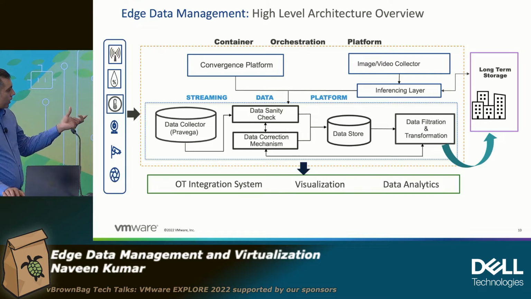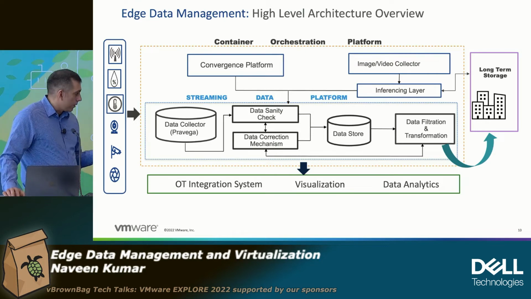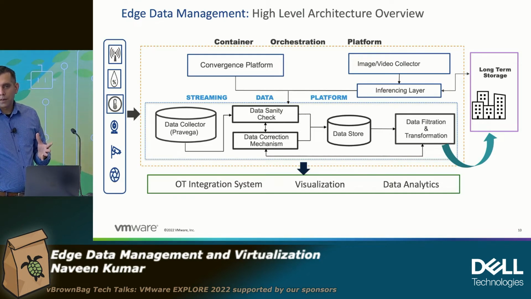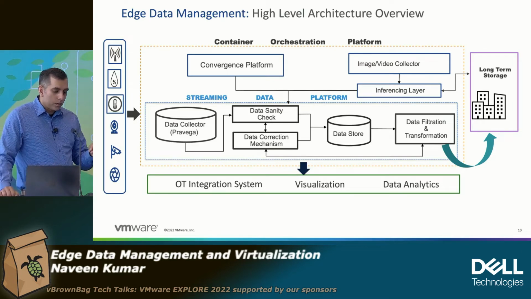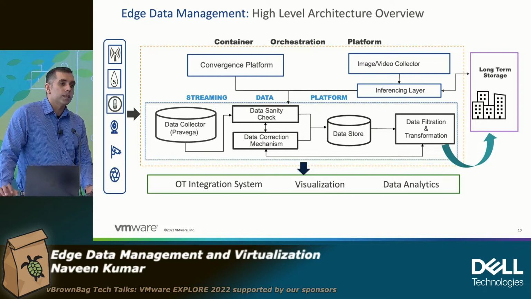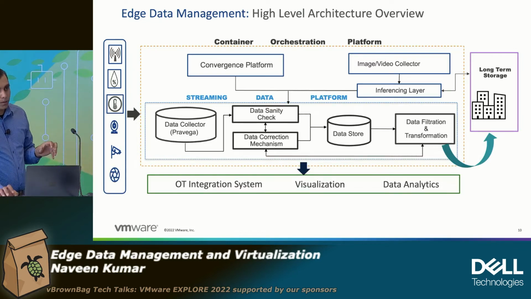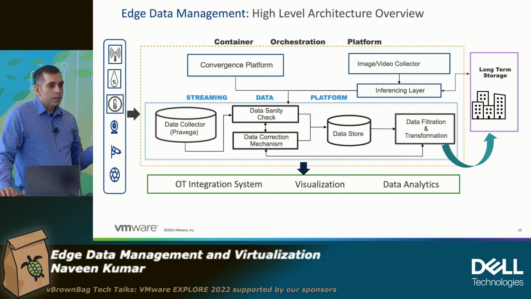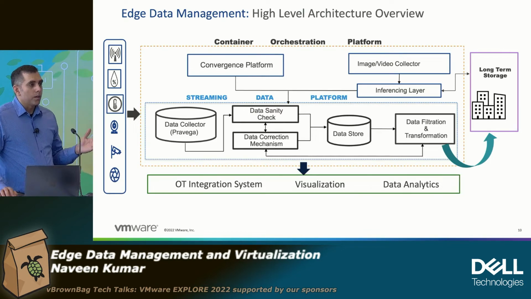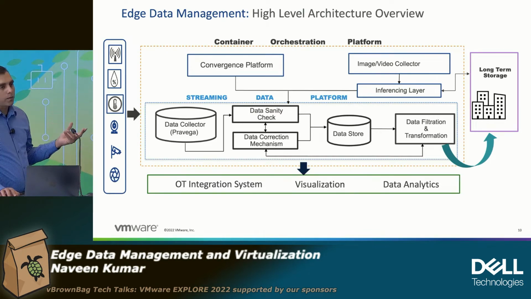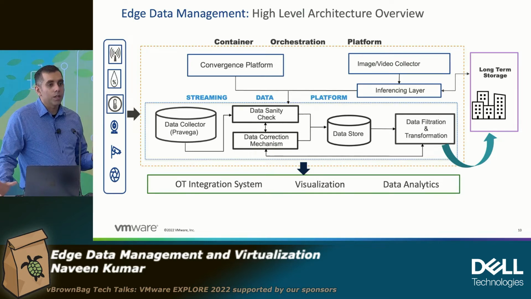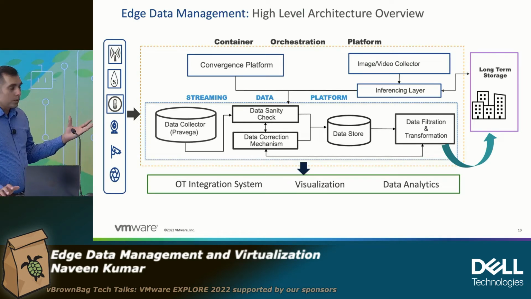Now, why are we talking about a streaming data platform here? You must have heard of Kafka, and there's something similar, Pravega. High performance and scalability are at the heart of event-driven architectures, and these platforms are built on the basis of that. So there is an absolute need to have a streaming platform if you want to build an agile edge data management system.